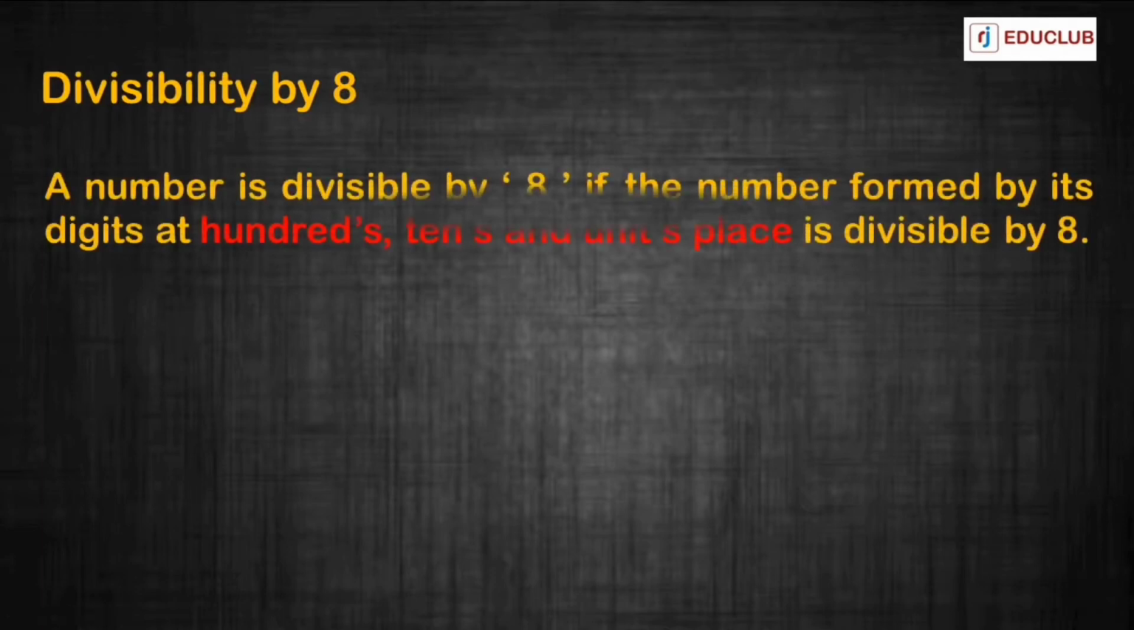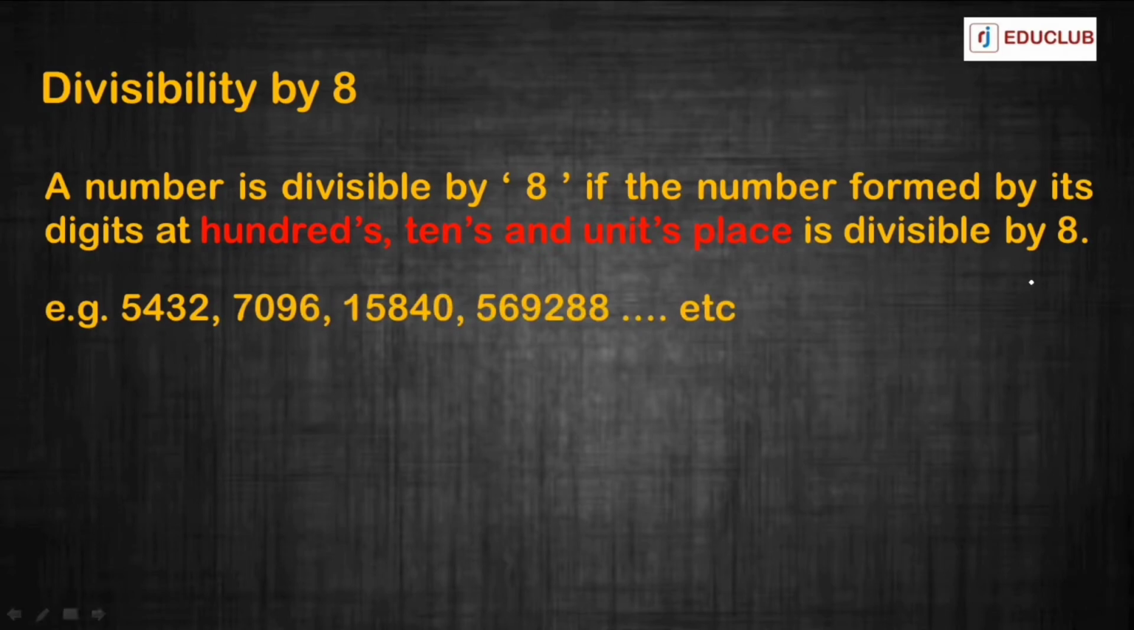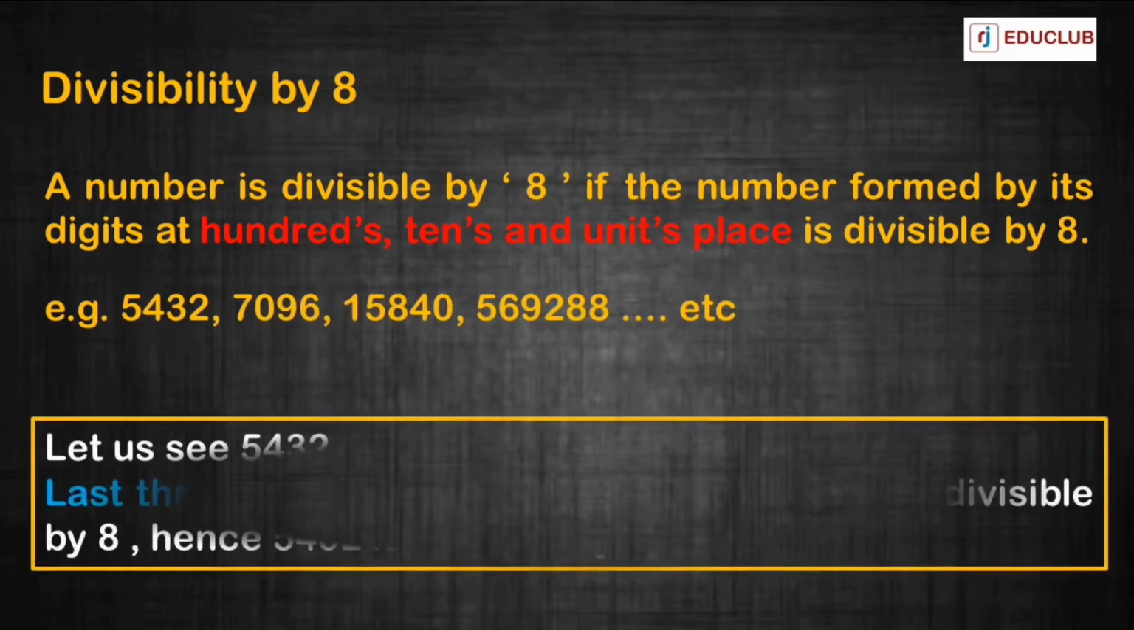Now, divisibility by 8. A number is divisible by 8 if the number formed by its digits at hundreds, tens and units place is divisible by 8. That is the last 3 digits. For example, these are some of the numbers divisible by 8.